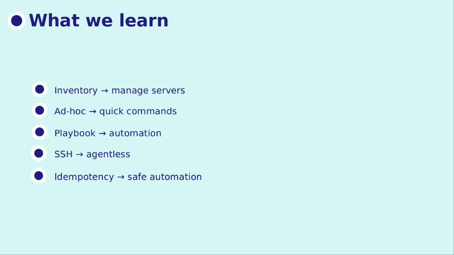What we learned. Let's summarize what we learned. Inventory means defining servers. Ad-hoc commands mean quick operations. Playbooks mean full automation. SSH means agentless communication. Idempotency means a reliable system. But more importantly, we learned how to think like a DevOps engineer.